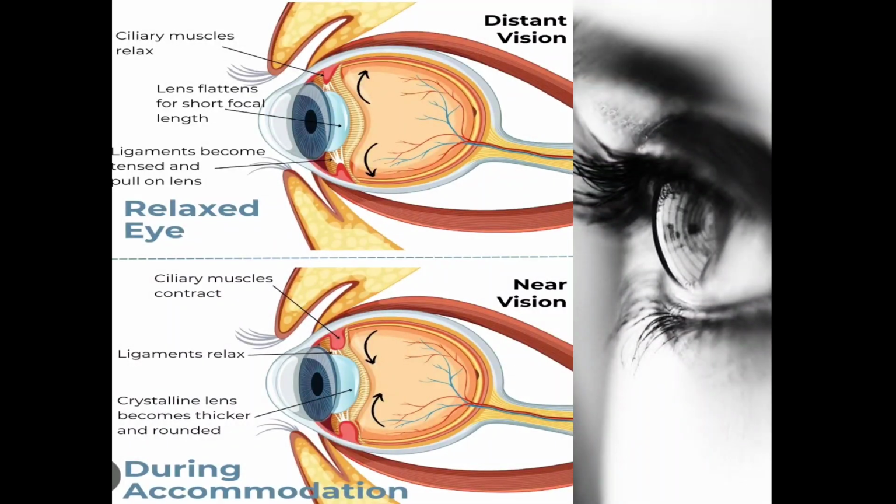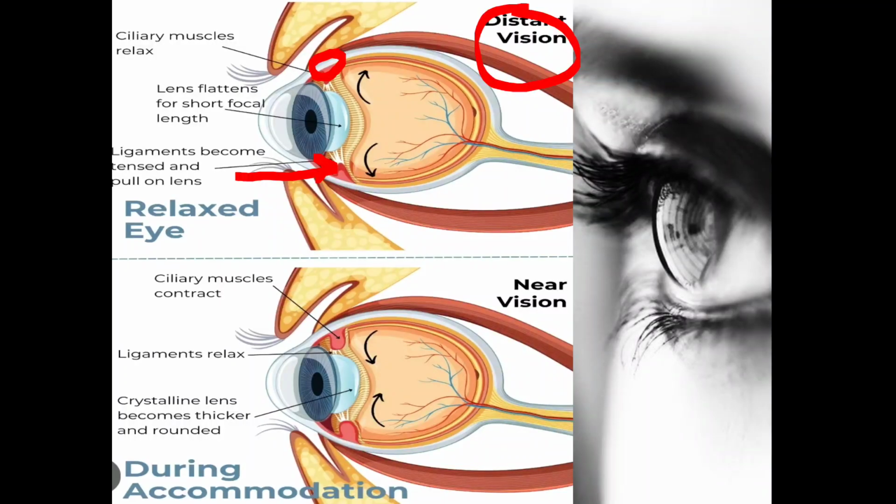So let's see when the person is looking at distance vision. If we are looking at the distance, at that time the ciliary muscles get relaxed. These are the ciliary muscles. So the ciliary muscles get relaxed, the lens becomes flattened and has a long focal length. The ligaments, meaning the zonular fibers, get tensed. The zonular fibers get stretched. These three things happen when the patient is looking at the distance.